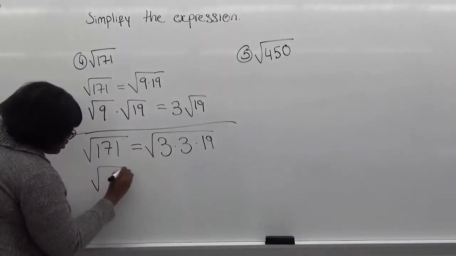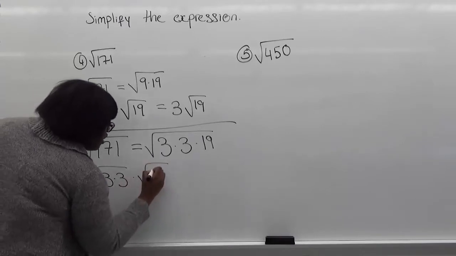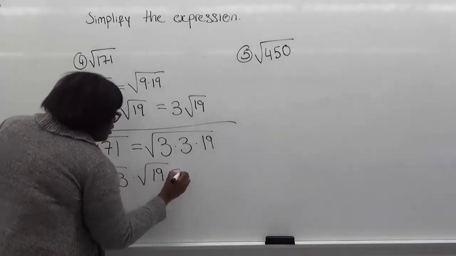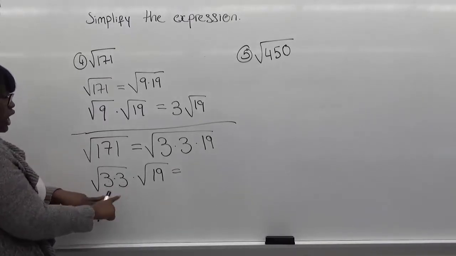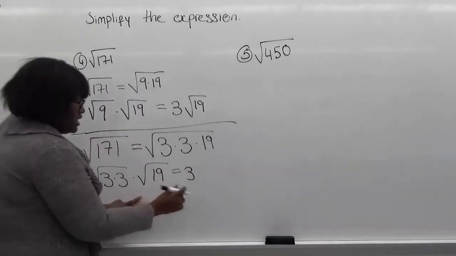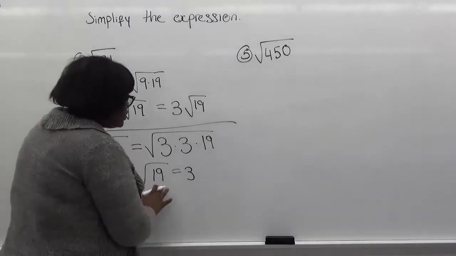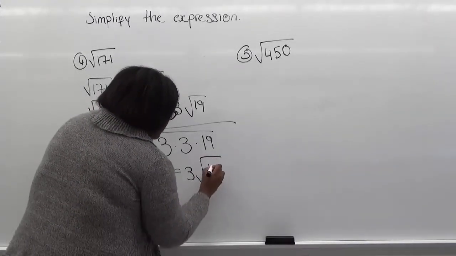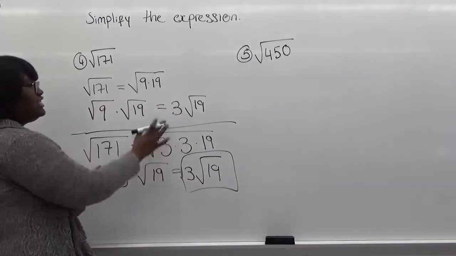So we're going to have the square root of 3 times 3 times the square root of 19. We know the square root of 3 times 3 is just 3, times the square root of 19. Because again, this is a prime number, we can't do anything about it. We'll leave it under the radical. And that will give us our answer. Same, as you can see.